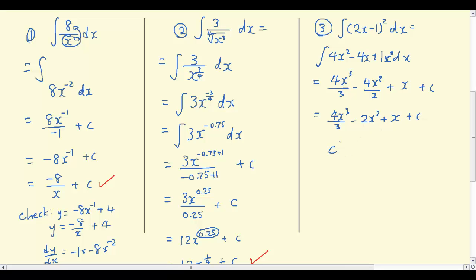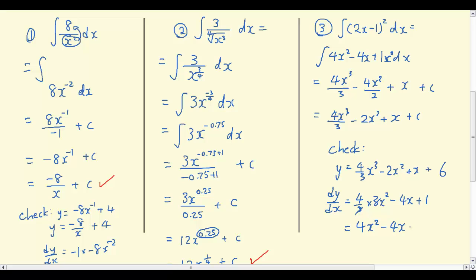And you might want to do the check again. So if y equals 4 over 3 x cubed minus 2x squared plus x plus, let's say, any number, let's say 6, then dy over dx is equal to 4 over 3 times 3x squared minus 4x plus 1, which is 4x squared minus 4x plus 1, which can be factorized into 2x minus 1 squared.